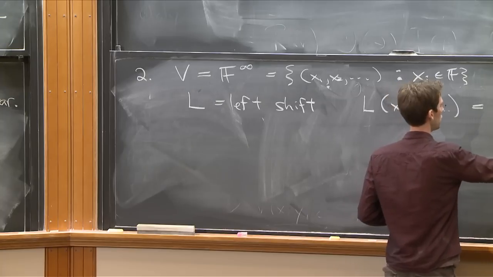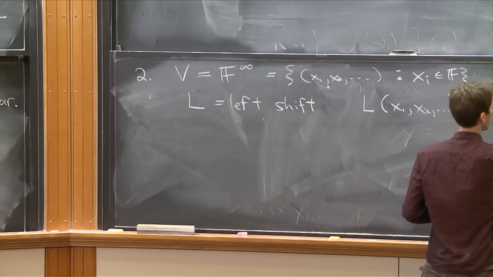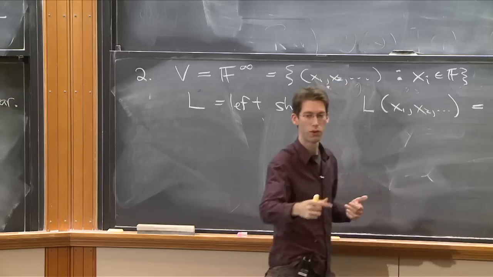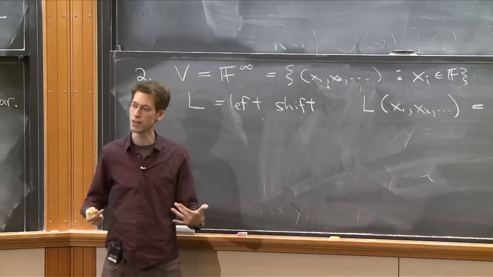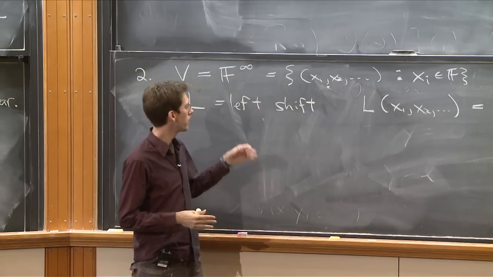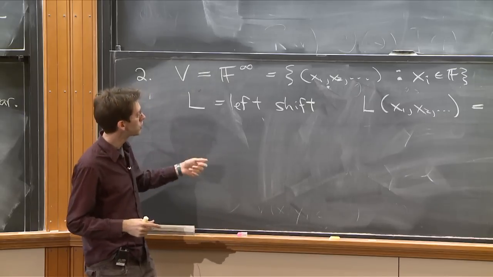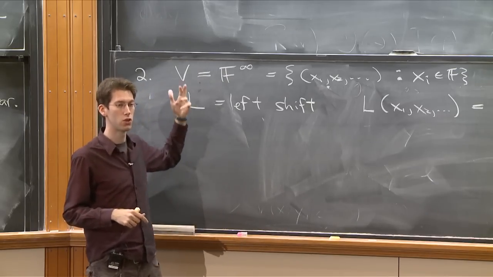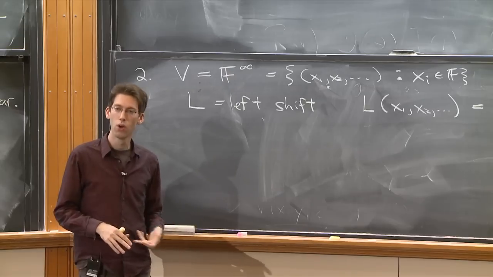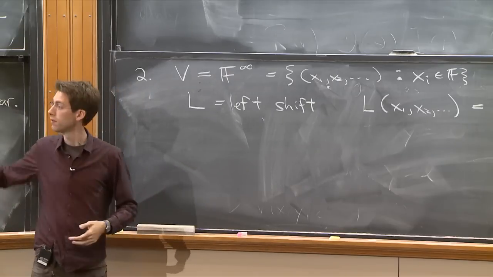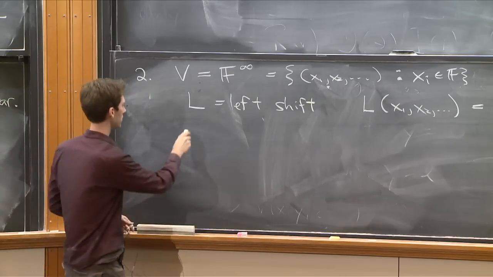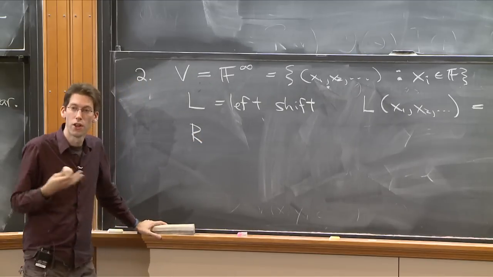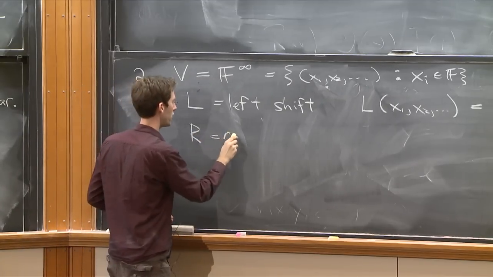So you start with x2, x3, and so on. Still goes to infinity, so it still gives you an infinite sequence. So it is indeed a map. That's the first thing you should check, that this is indeed a map from V to itself. And you can also check that it's linear, that it satisfies these two properties. Another example is right shift.